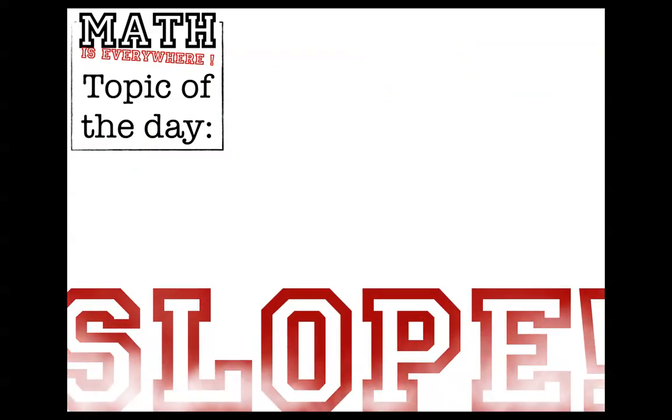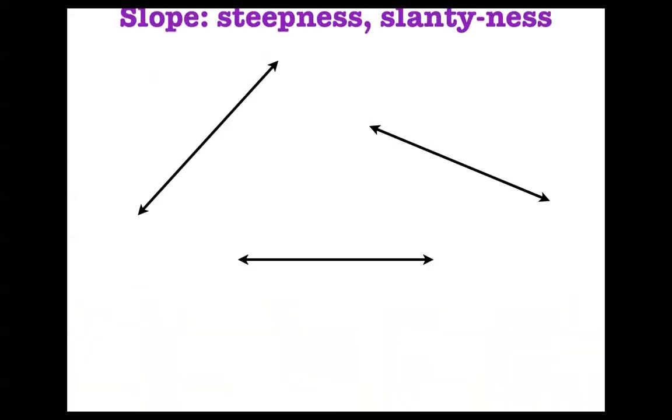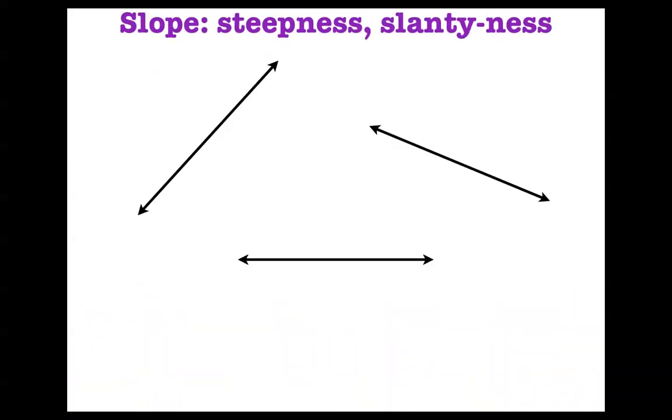Okay, today's topic is slope. What is slope? Well, slope in math is just a way to describe the steepness or the slantiness of a line. So, some lines are pretty steep, some lines are not super steep, and some are not steep at all, right? But when we say that slope is a way to describe the steepness or the slantiness of a line in math, we mean in numbers, because that's how we do things in math, right?